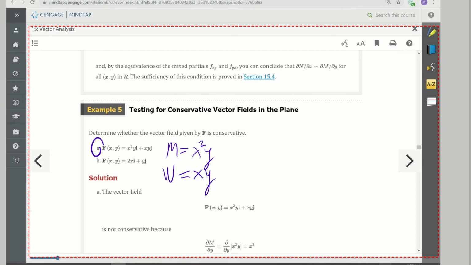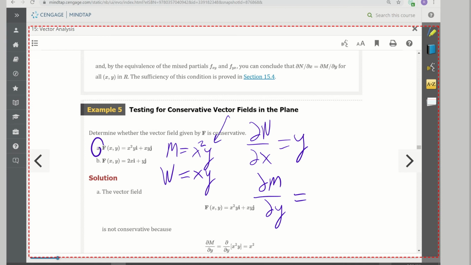And here's what we need to check. We need the partial of N with respect to x. If I take the partial derivative of this function with respect to x, we're going to get y. If we look at the partial of M with respect to y, the partial derivative of this function with respect to y would be x squared. We see that those two expressions are not equal to each other.